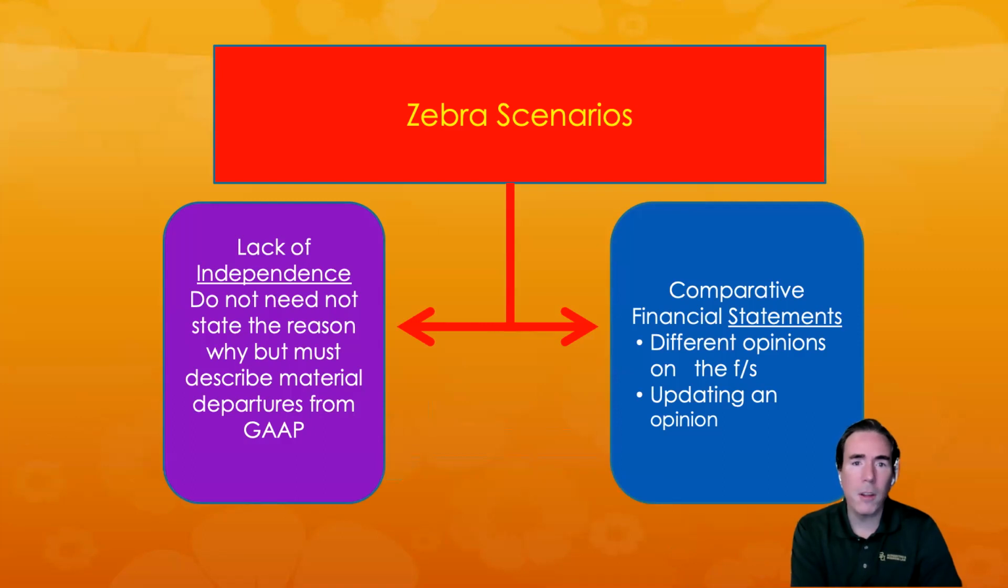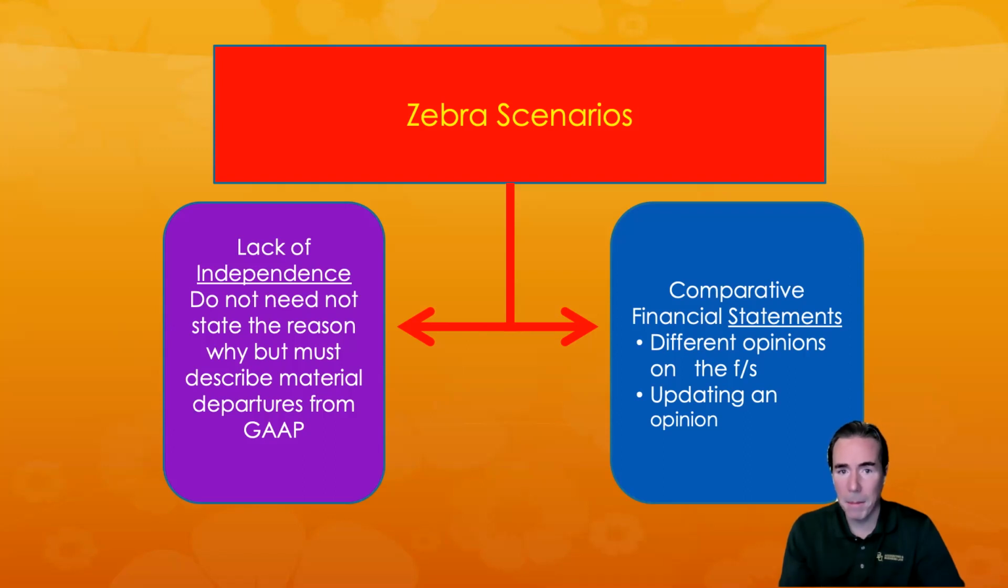There are a few, I call them zebra scenarios, very unusual scenarios that you won't normally see. A lack of independence. During the audit, you lose your independence. And so that could be a scenario, an audit partner gets hired by the client. And so in that case, the audit firm can no longer engage in the audit, and they need to resign from the engagement.